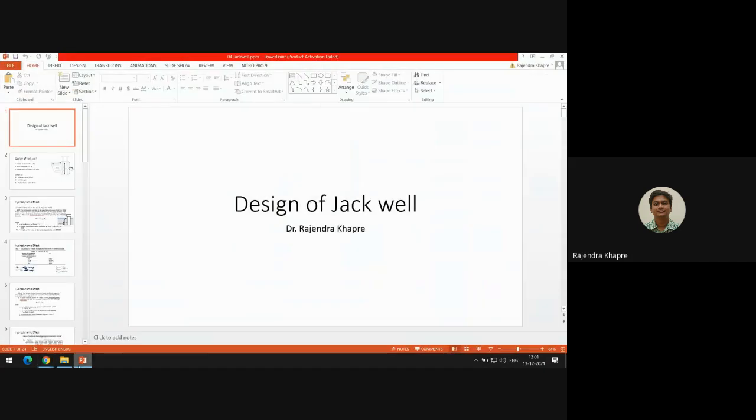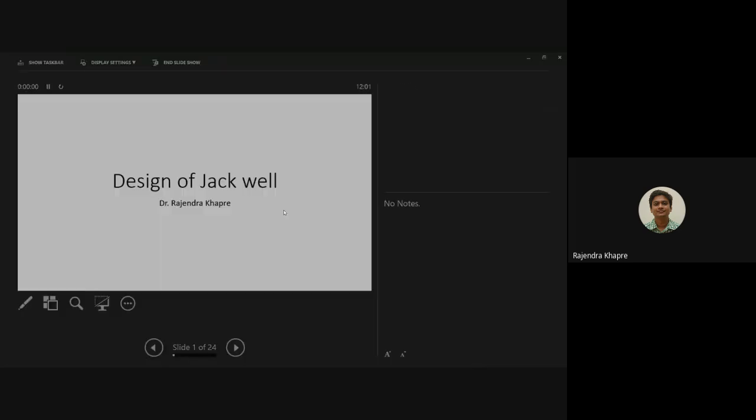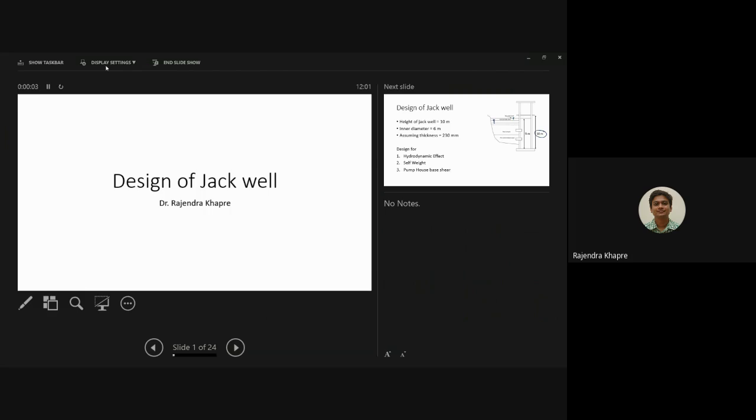So in the previous class, I think we have covered the design of Jackwell. Now the only part which is remaining is the foundation and the column.